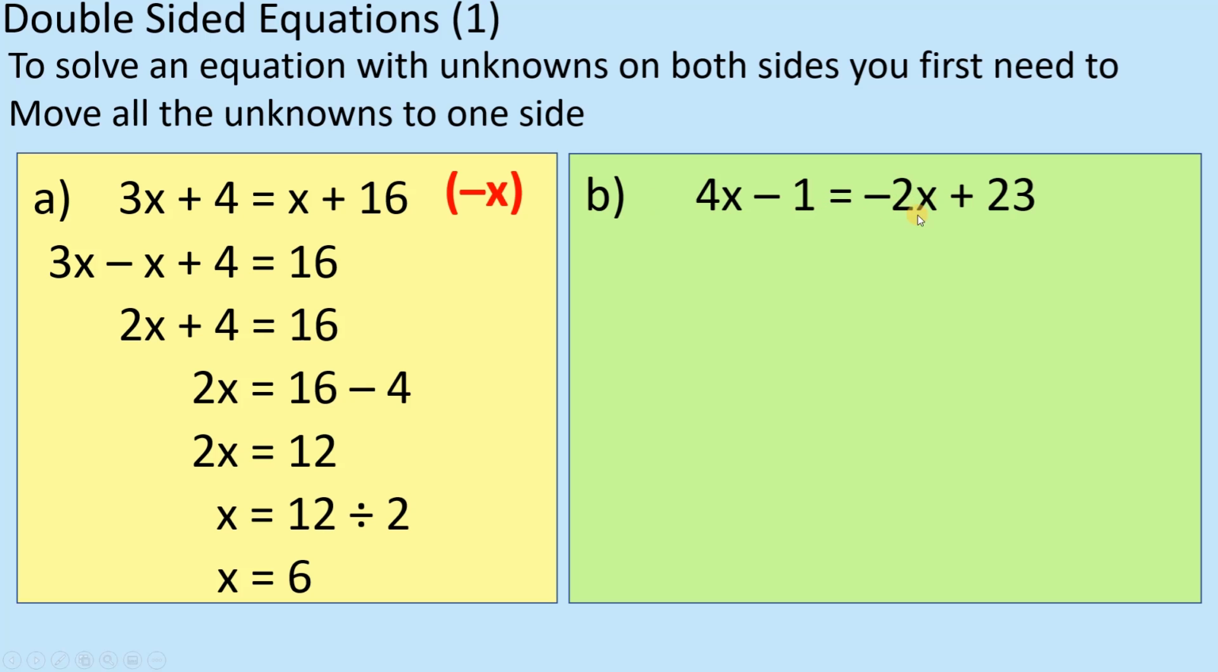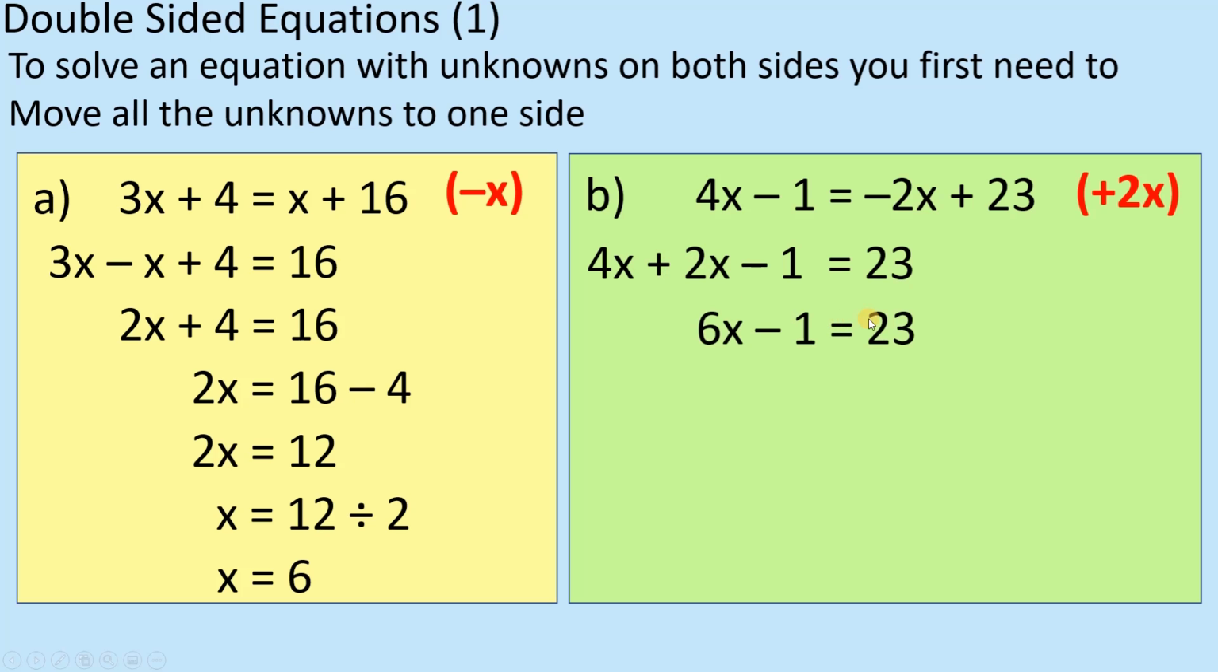When I move the minus 2x onto the other side, again, it's the inverse of minus 2x, so that's going to be plus 2x. That's going to go onto the left-hand side. So 4x plus 2x minus 1 equals 23. That's all I've done. We can simplify this, can't we? So 4x plus 2x is 6x minus 1 equals 23.